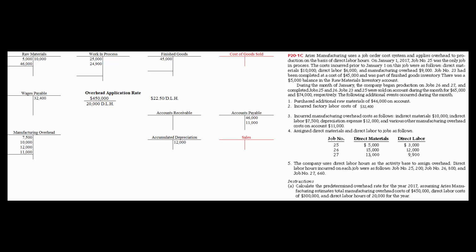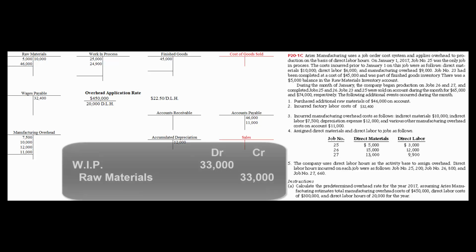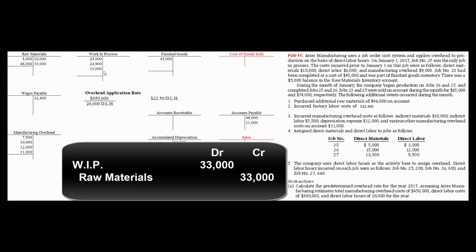All right, let's move direct materials onto the factory floor. We check with Ralph. He says that people checked out materials for job 25 of $5,000, for job 26 of $15,000, and for job number 27 of $13,000. So we debit work in process for $33,000. That's the total, and credit raw materials for $33,000.